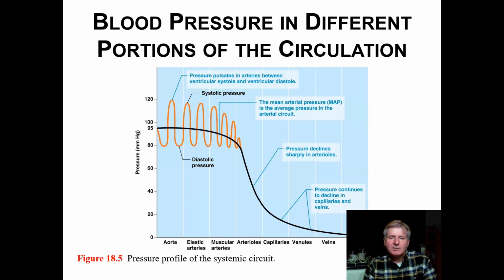So this shows you the blood pressure in different portions of the circulation. From the aorta, you can see where the mean arterial pressure is about 95. Then you go to the arterioles, to the entry of the capillaries, where you get a drop between 80 to about 35, and then at the capillary you go from 35 to about 15, and then the venules you go down to about 5, and the large veins from 5 to 0.